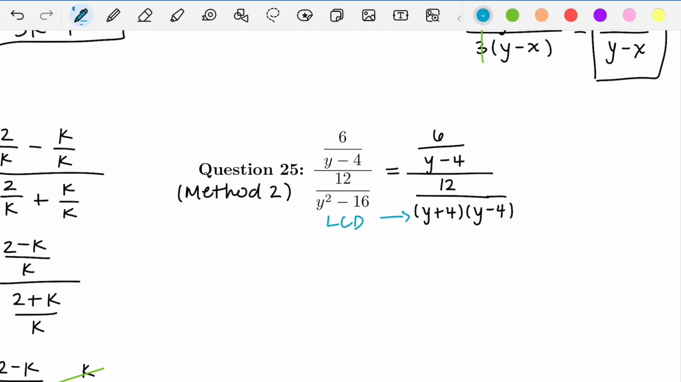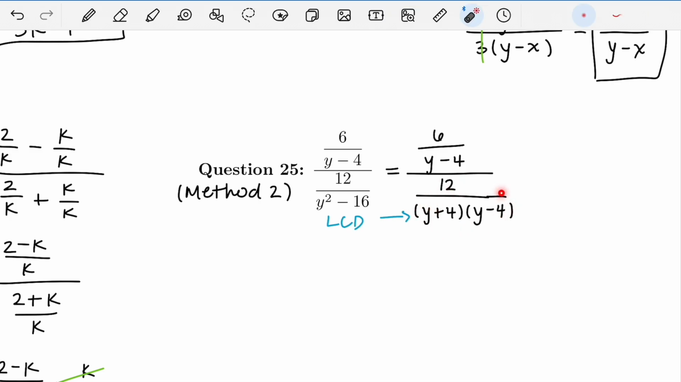Now, it's pretty clear what our least common denominator is. It's going to be the denominator of this fraction, right? If we wanted to get the fraction in our numerator to have the same denominator as our fraction in our denominator here, we would multiply this guy by y plus 4. Doing that, we would see that our fractions in our numerator and denominator have the same denominator. So this tells us this factored version here is going to be our least common denominator.